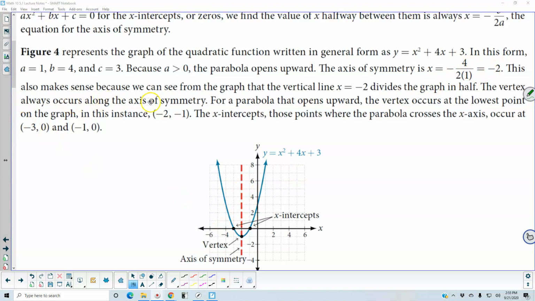This also makes sense because we can see from the graph that the vertical line at x equals negative 2 is the axis of symmetry, and it divides the graph in half. Now, the vertex always occurs along the axis of symmetry. For a parabola that opens upward, the vertex occurs at the lowest point on the graph, and in this instance, negative 2, negative 1. Now, the x-intercepts, those points where the parabola crosses the x-axis, occur at negative 3, 0, and negative 1, 0.